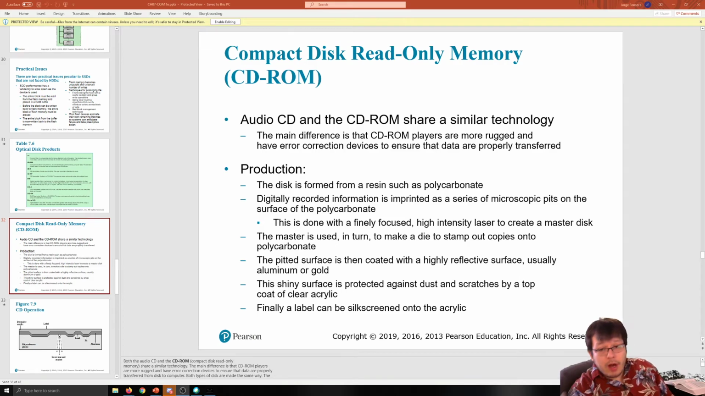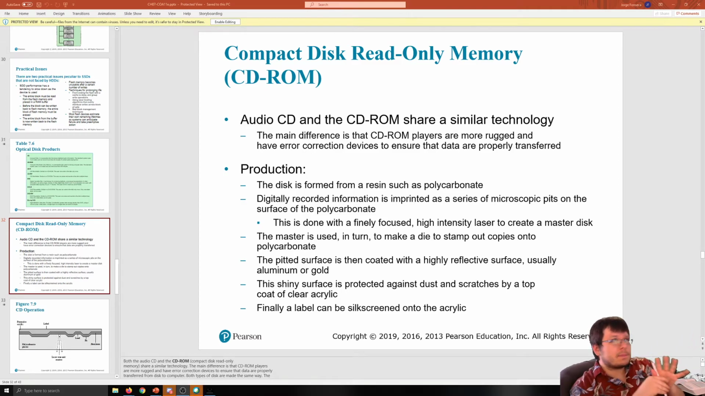There's CD-ROM, where ROM is read-only memory, and those are the ones that you usually get stamped. So here they talk about it. Yeah, it's a polycarbonate resin, and you make a master disc, and that's why there's an award for musicians that's called like a disc of gold or something. I don't know what it's called. Maybe you guys know in chat.